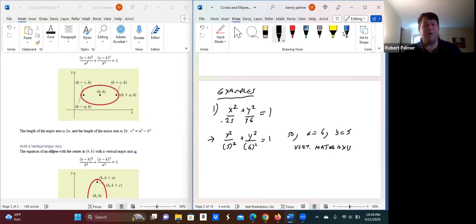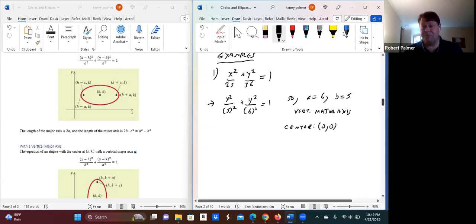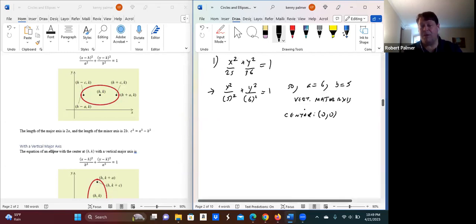Now, what else do we know? Since we don't have x or y minus anything, the center of this one is just 0, 0, the origin, which is nice. Like a circle, anytime there's nothing subtracted or added in the x terms, that coordinate of the center is 0. Now a few more things.